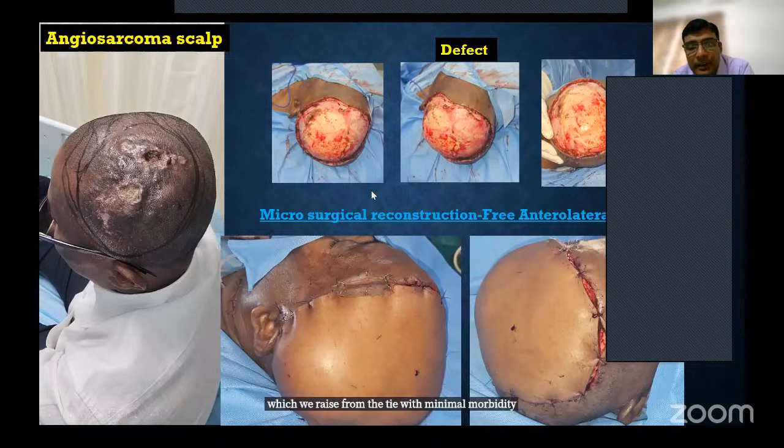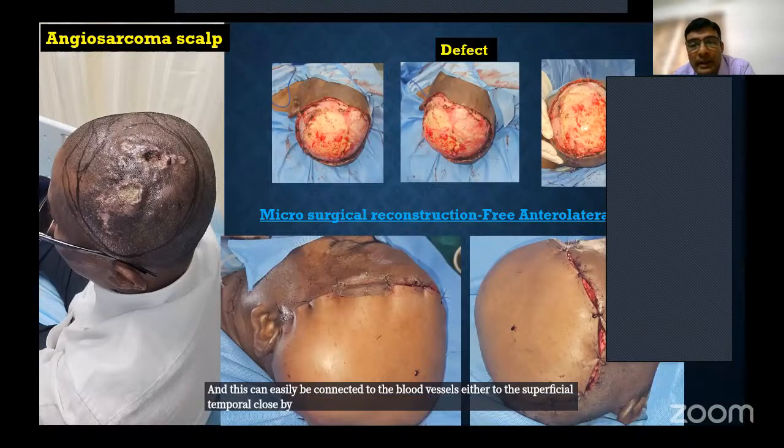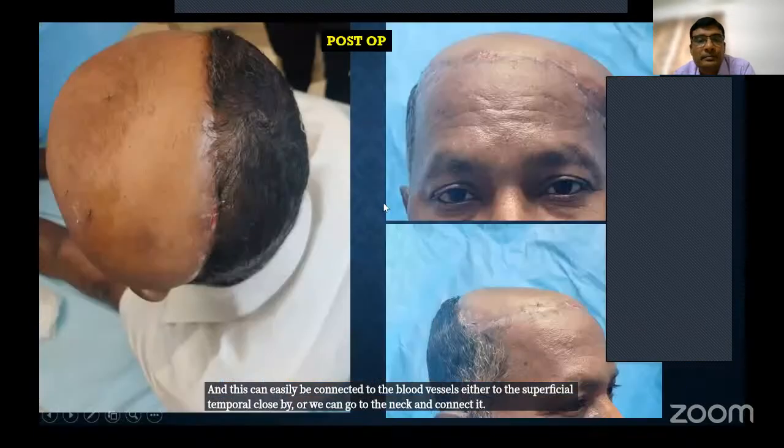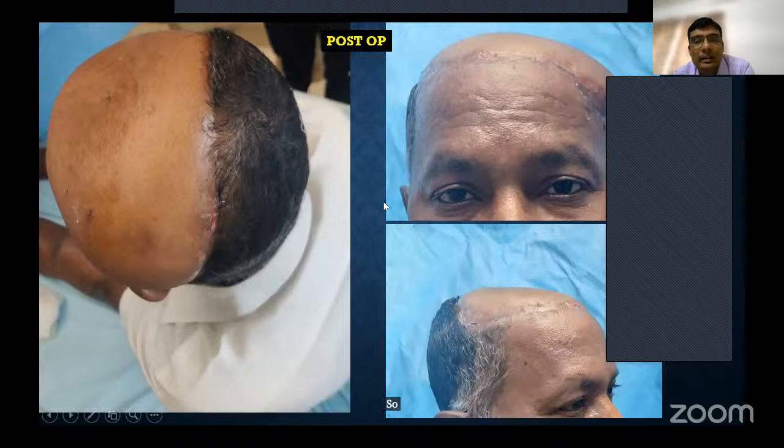And this can easily be connected to the blood vessels, either to the superficial temporal vessels close by, or we can go to the neck and connect it. This is the same patient after good healing of the flap.